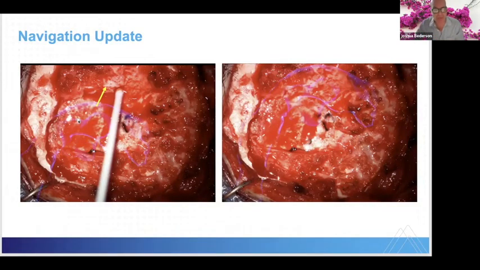So what we can do is stop the operation and go back to the software and move the heads-up display in the direction of this yellow arrow to now position the augmented reality appropriately with the anatomy we see, thereby giving us greater reliability.